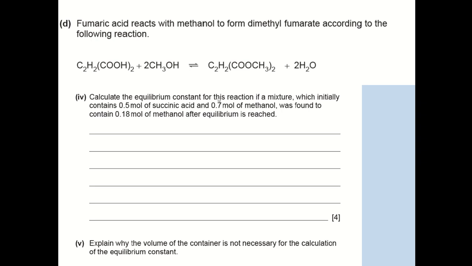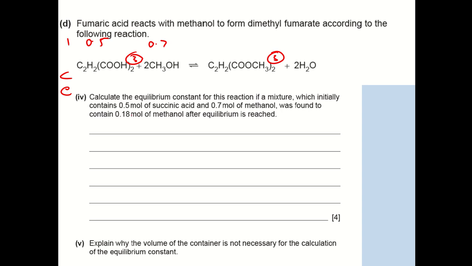Calculate the equilibrium constant for the reaction. So initially we had 0.5 moles of succinic acid and we had 0.7. Now that's a bit awkward, we'll deal with that in a second. We were found to contain 0.18 moles of methanol after equilibrium had been reached. So let's do at equilibrium here, change here. I don't need volume because the moles on the left is 3 and moles on the right is also 3. So volume isn't given and we don't need it.